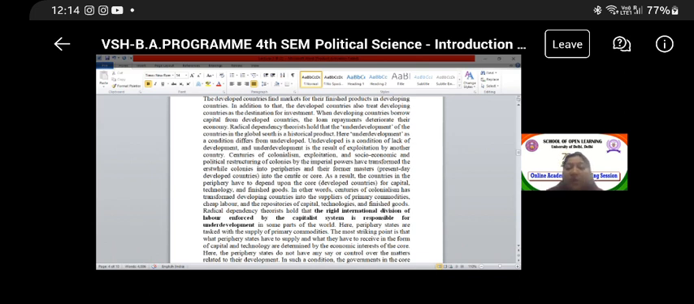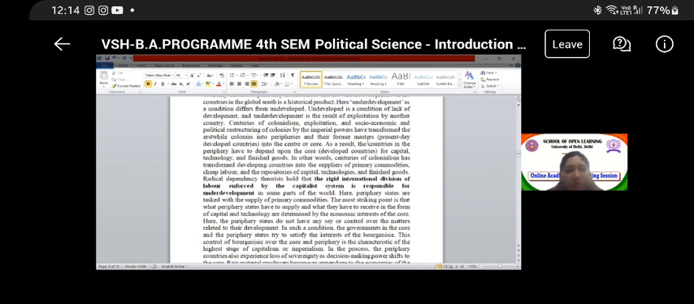Okay, and this is what A.G. Frank is explaining, that underdevelopment of these countries is taking place because more and more they are exploited, and there is no chance of development here. And it is the result of the exploitation by other countries. So centuries of colonialism, exploitation, and socio-economic and political restructuring of colonies by the imperial powers have transformed the erstwhile colonies into peripheries, and their former masters into the center, the core countries.